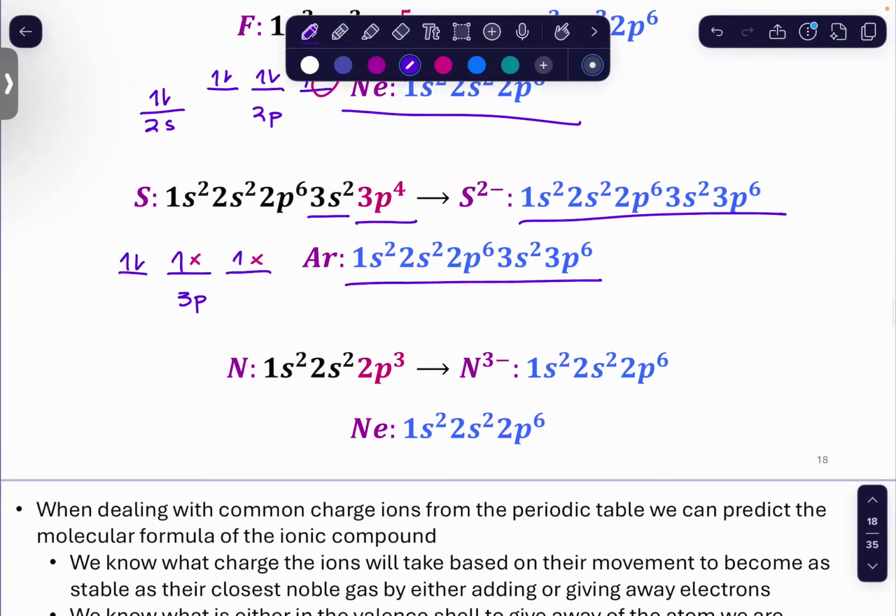And then nitrogen, you see your 2s, 2p valence. Your 2p is going to have three spots open to receive electrons, which is what it'll do, become a -3 and become isoelectronic with neon. So these common charge ions are really going to try to take the electron configuration of their closest noble gas.